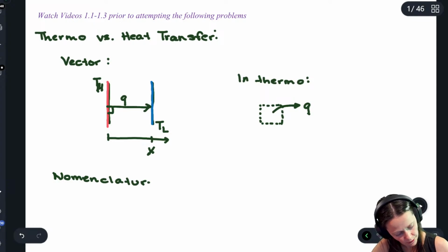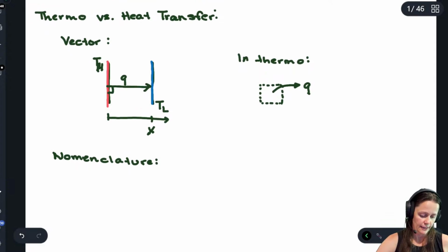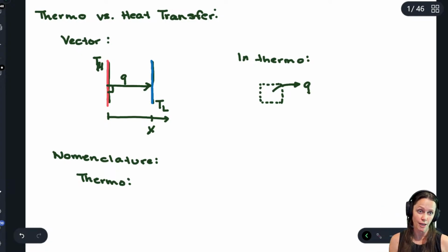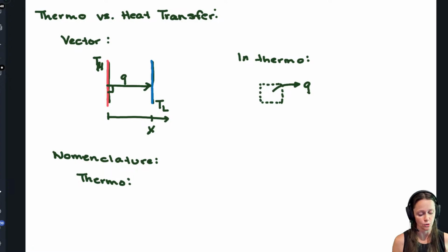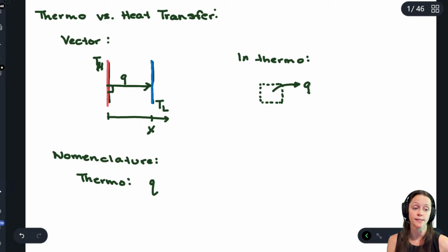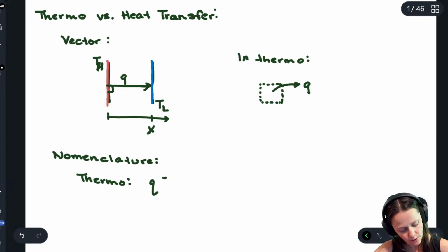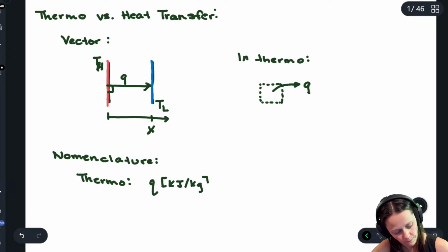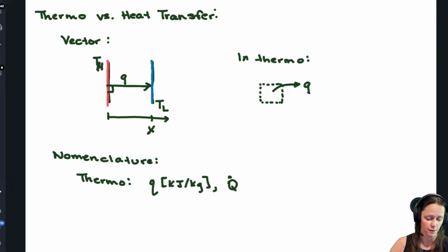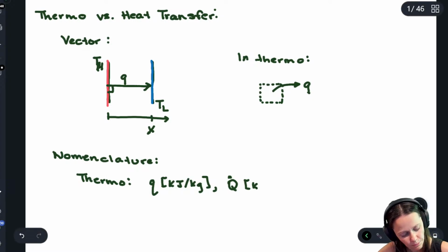Okay, so nomenclature. In thermo, we use the Moran and Shapiro text, and the way that we refer to heat transfer is, if it's a lowercase q, then it's energy per unit mass, so kilojoules per kilogram. We do talk about heat transfer rate, but maybe we put a capital Q with a dot on top of it to indicate that it's a rate, and that would be kilowatts.